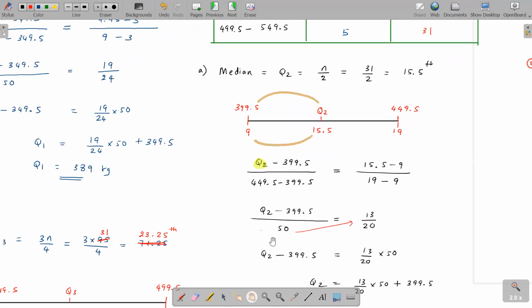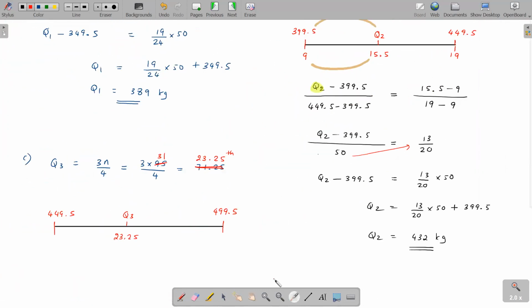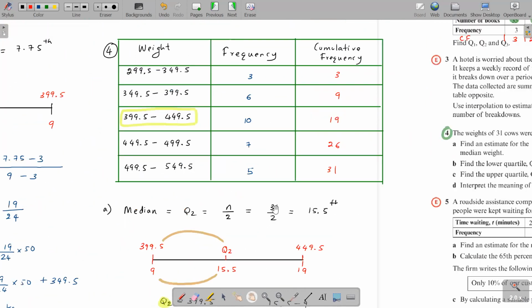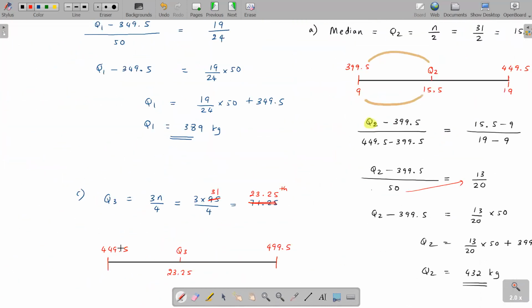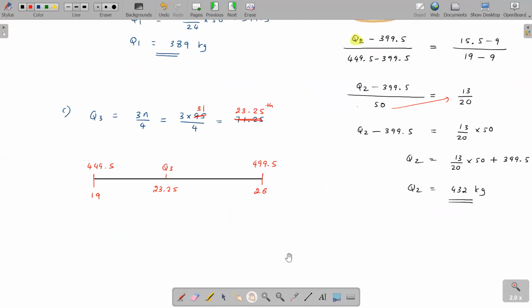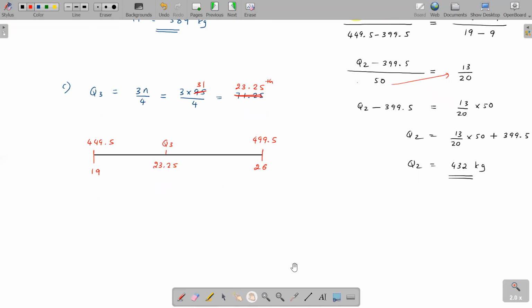23.25 is the cumulative frequency. So now I told you what you should do. Use the cumulative frequency lower than 23.25 at the bottom and the cumulative frequency higher than 23.25 at the top. The lower than 23.25 is 19. Higher than 23.25 is 26. So over here, this is 19 and it is 26. Now, after you're done with this diagram, you can easily go for the interpolation.